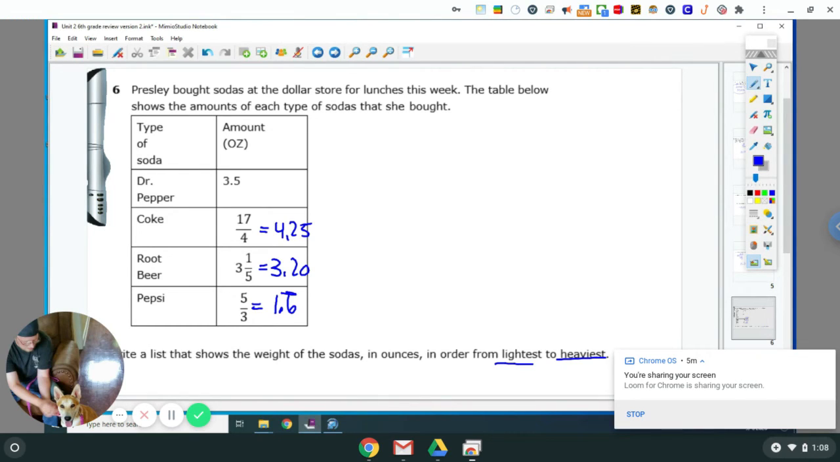So we want the smallest, so the smallest will be Pepsi. So Pepsi is gone. Next will be root beer. Next would be Dr. Pepper, or just DP. And then finally would be Coke. Come on, pin. There we go. So that is for number 6.